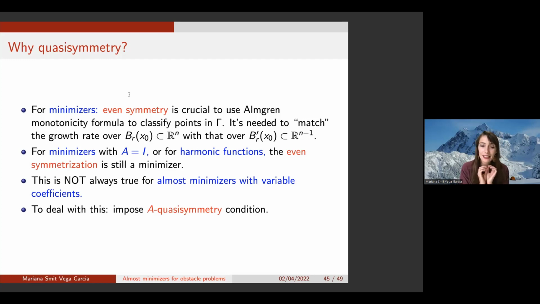Now, this is sadly not always true for almost minimizers with variable coefficients. We actually have an example in our paper in which you start with an almost minimizer in the upper portion of the region, you evenly symmetrize it, and you can prove it's not an almost minimizer. So that shows us that symmetry is not the right idea. But of course, remember that we had that kind of interesting change of variables. So the symmetrization should occur with respect to that. And that is what we called this quasi-symmetric condition.